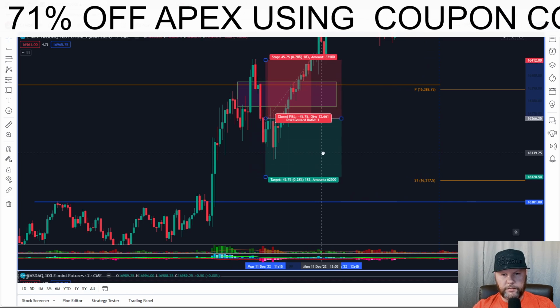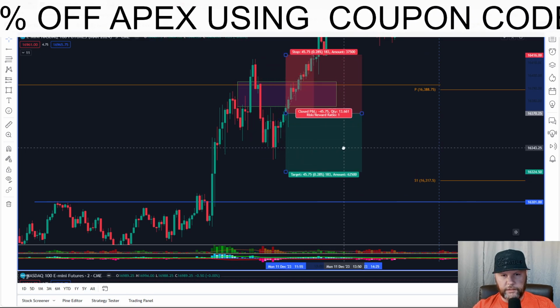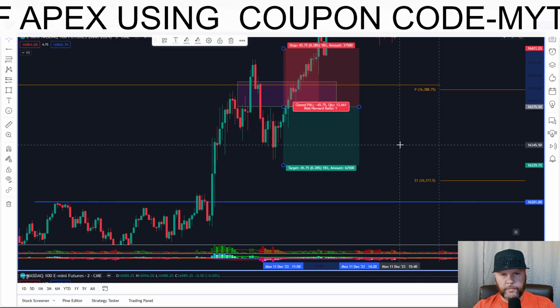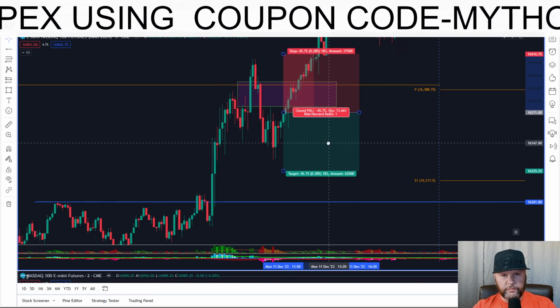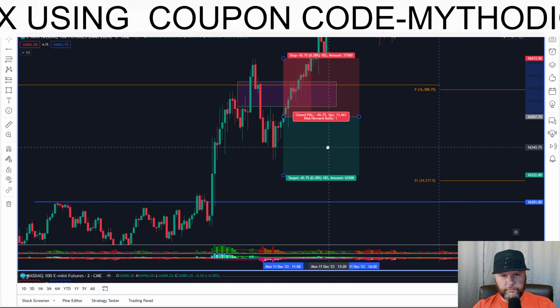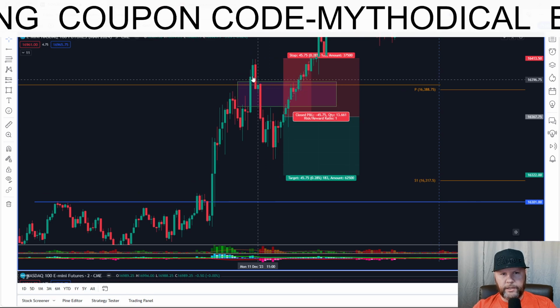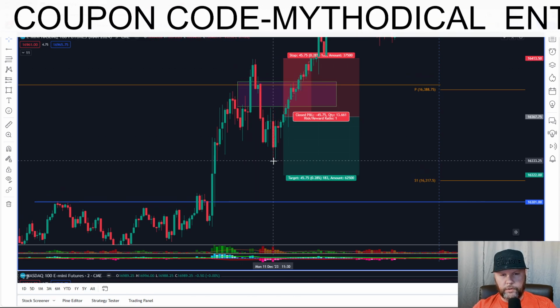Now let's move this over so we can get a better look at this. Where will we enter? Right there. Is that right? No, that's wrong. We enter right there. Yep. As you can see, it does not hit our 1-to-1.